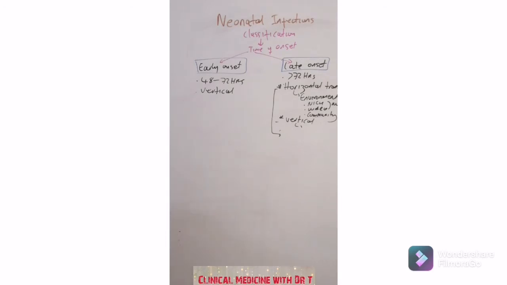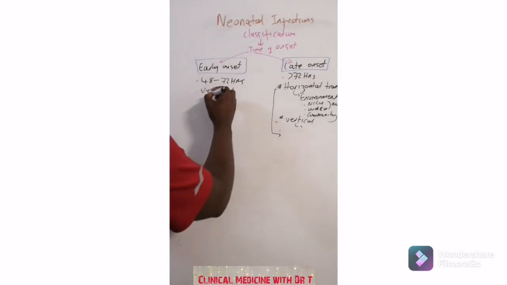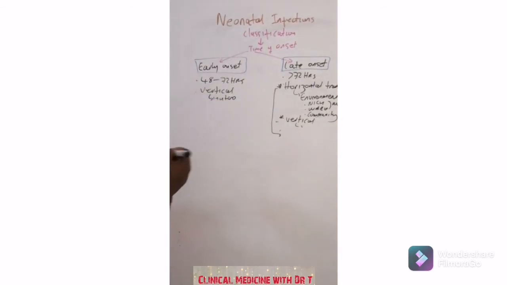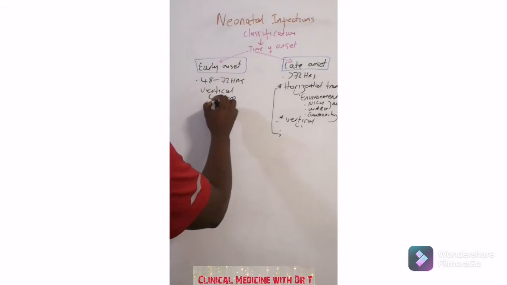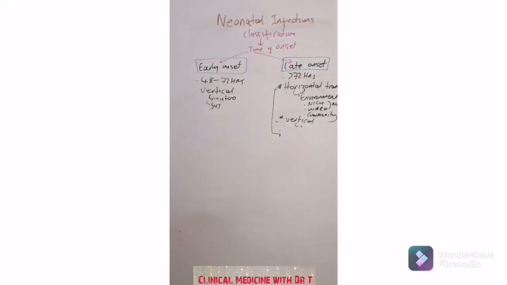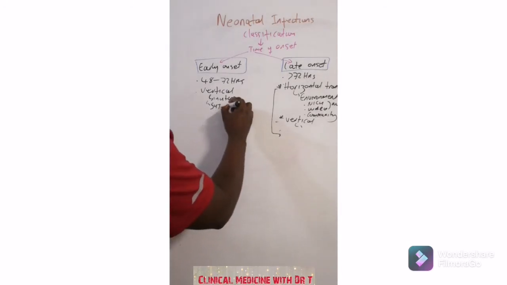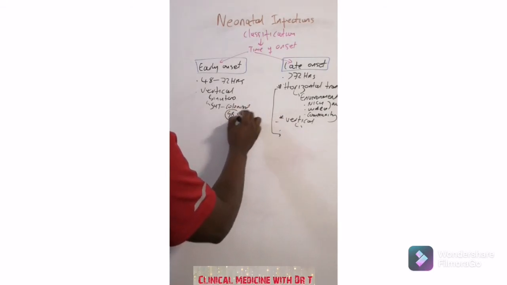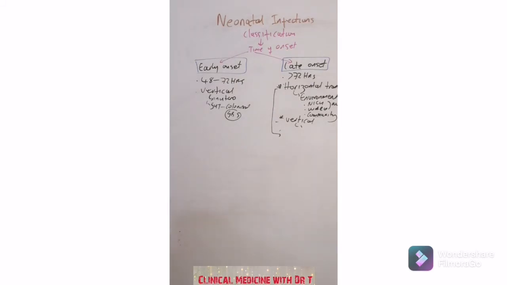Vertical is the mother actually transferring the infection from her to the baby, and that can happen in utero, while the baby is still inside, just a couple of days while the baby is inside. And also it can happen from the genitourinary tract, right? So especially if the mom is colonized with group B strep, which is the most common organism this side, group B streptococcus.